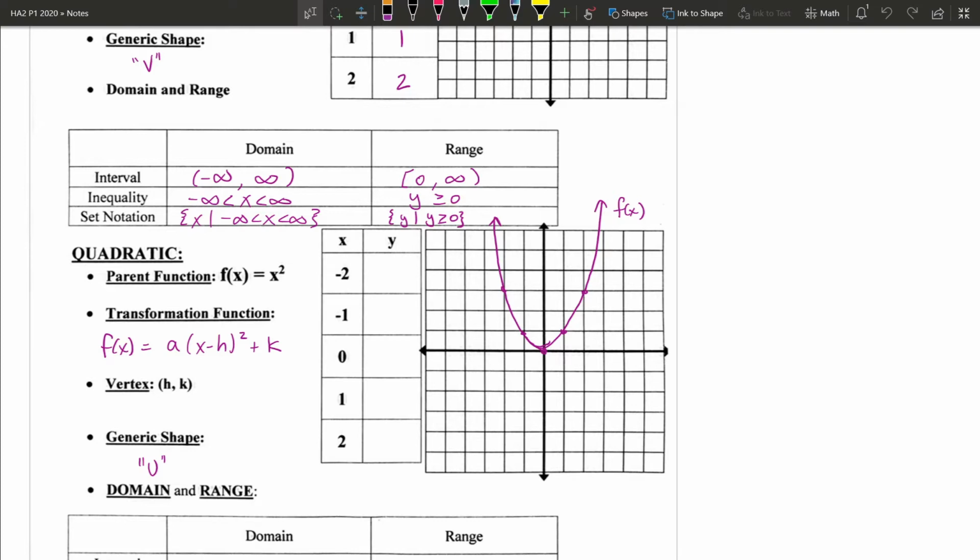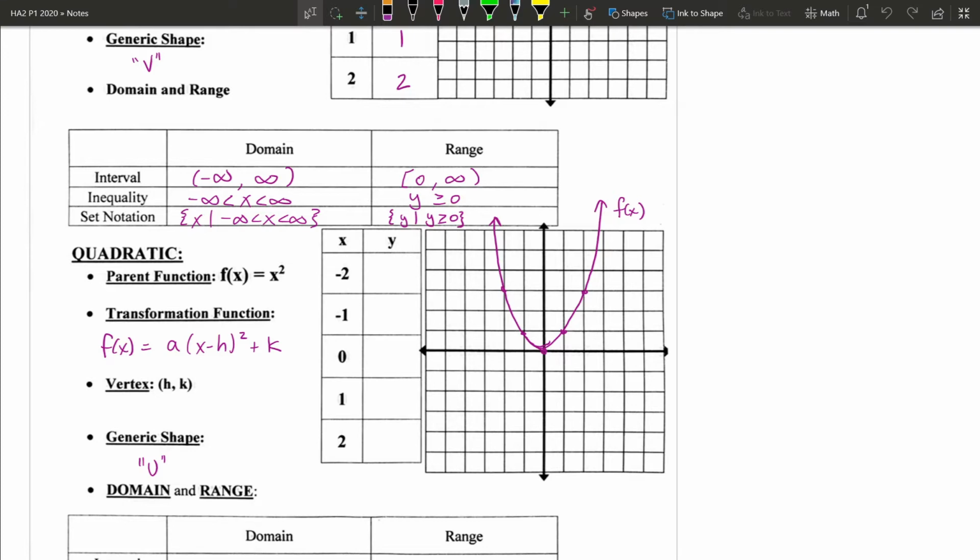And again, in case you hadn't remembered from before, I always remind myself insiders lie because it moves horizontally kind of the opposite way that you think it would. My vertex is (h, k). It makes kind of a U shape.